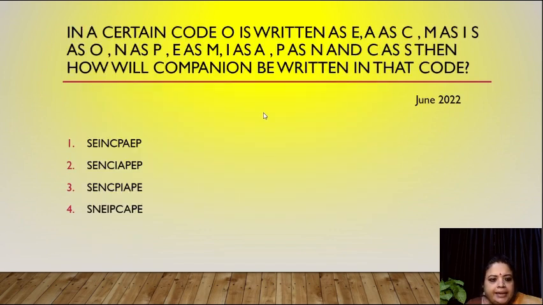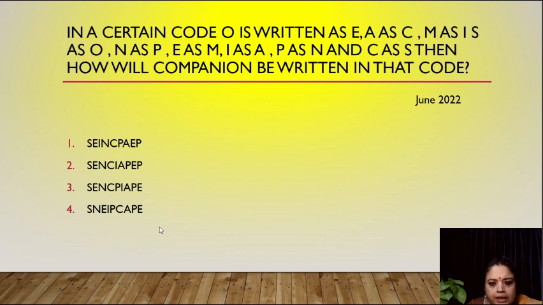Let us look at the next one. In a certain code, O is written as E, A as C, M as I, and S as O, N as P, E as M, I as A, E as N, and C as S. Then how will companion be written in that code? This has been asked for June 2022. The options are given here.